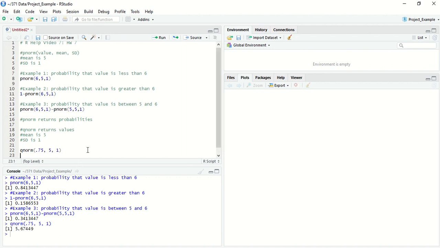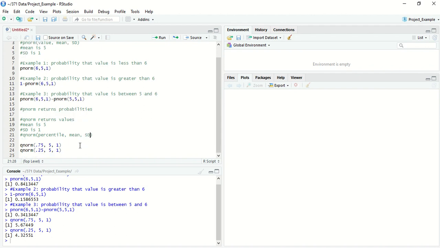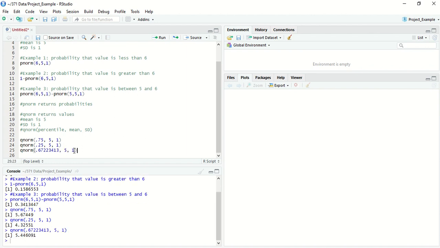Therefore, the 75th percentile is 5.67, as we can see in the output. Now let's say we want the 25th percentile. We would use qnorm. I'll write the general format here: percentile, mean, standard deviation. That's what we're going to be using here. It doesn't just have to be 0.75, 0.25, or anything solid like that. We could do 0.65 or anything, and we can get the percentile.